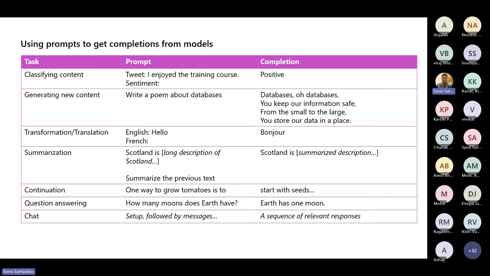And you can even do chatting, like you can set up and specify the messages and it will continue with a sequence of messages. Mostly the chat completion API or chat completion endpoint will be used for chat conversation. So as an OpenAI user or as a GPT user, you will be able to use your GPT model for different purposes, like classifying content, generating new content, transformations or translations, summarization, continuation, question answering, and even for chat.